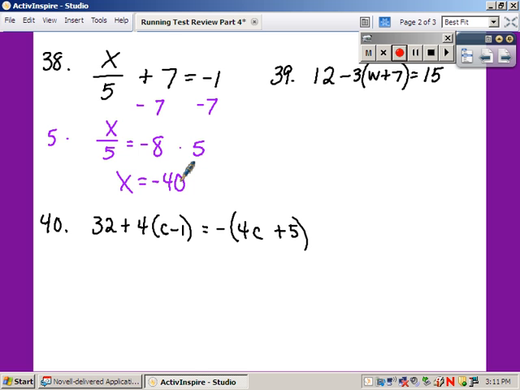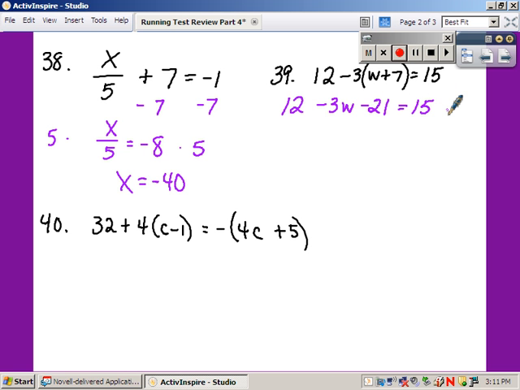When we get over to number 39, now we're looking at one that has a little bit more complicated setup to it. It has some distributing involved. Here again we have a negative 3 that needs to be multiplied through here. We leave the 12 alone for a second, and we get negative 3w and negative 27, negative 21 equals 15.